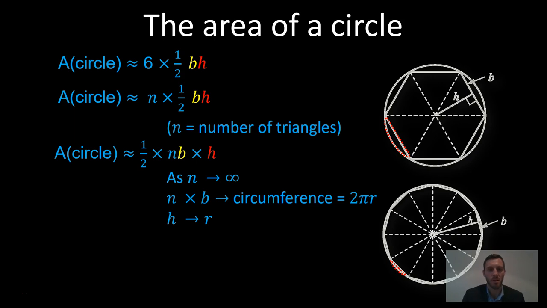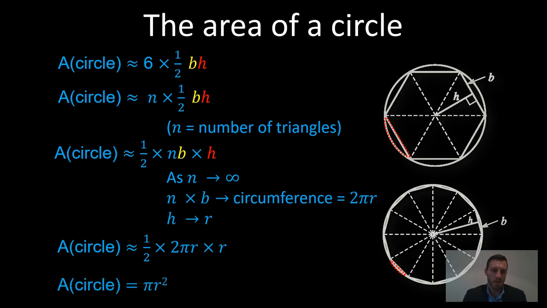So I'll let you think about that a little bit more. And again, we'll say as n goes to infinity, which is the number of triangles, h, which is the height of the triangles, the limit of h will be r, which is the radius of the circle. I'll let you think about that a bit further. So we say the area of a circle is given by half 2 pi r times r. And then that's simplified to pi r squared, which is the area of a circle.